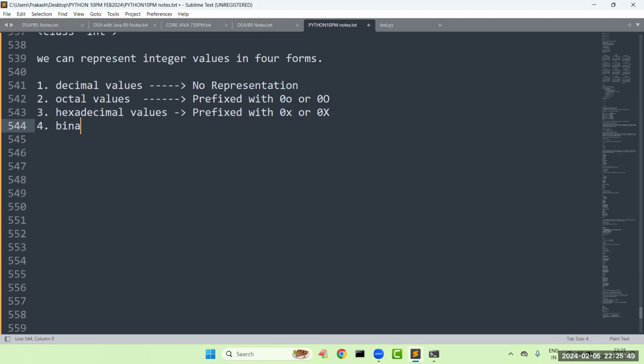And we can represent values even in binary format. How to represent it? It must be prefixed with 0b or 0B. Anything you can use. Like this, we have four forms to represent integer values.